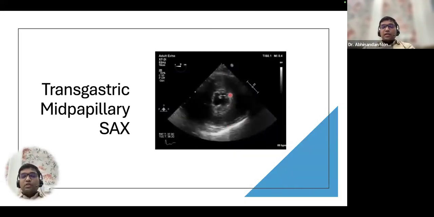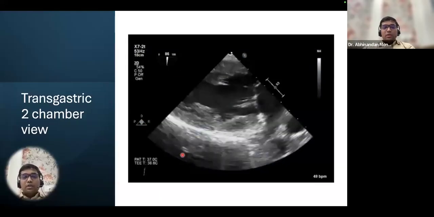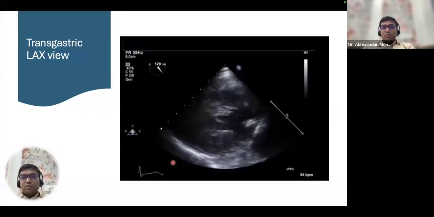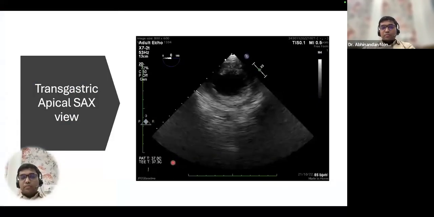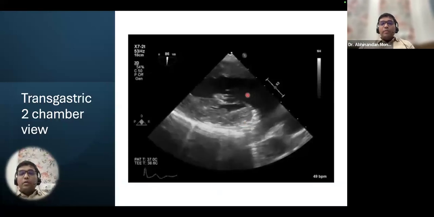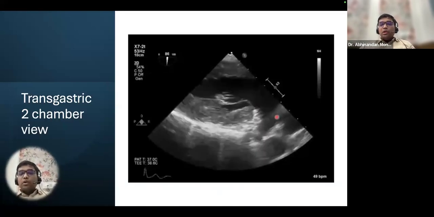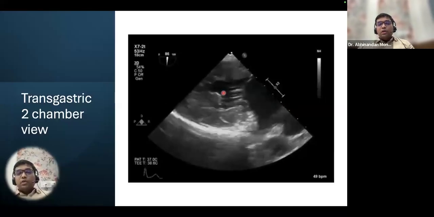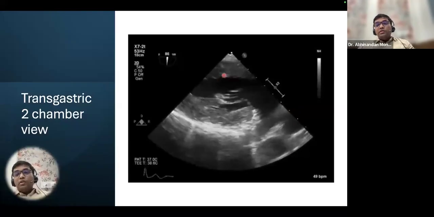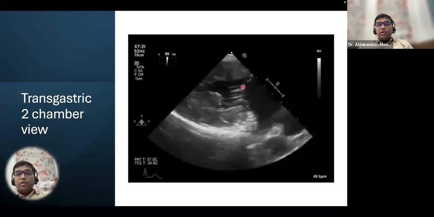So while focusing on this LV, if we just change the angle to 90 degrees, then you will be able to see this view. This is your left atrium, this is your mitral valve, and this is your left ventricle. Now it's a nice thing that you can see what these are.